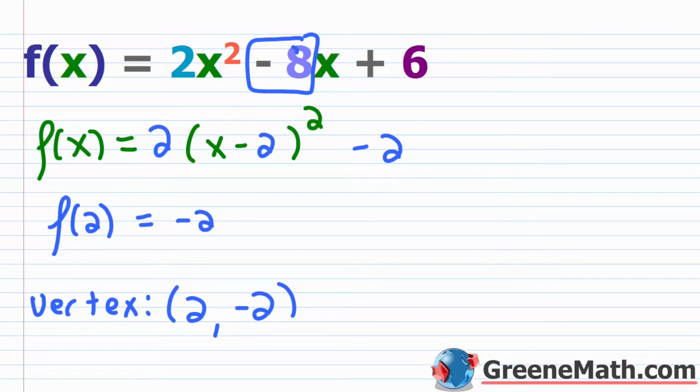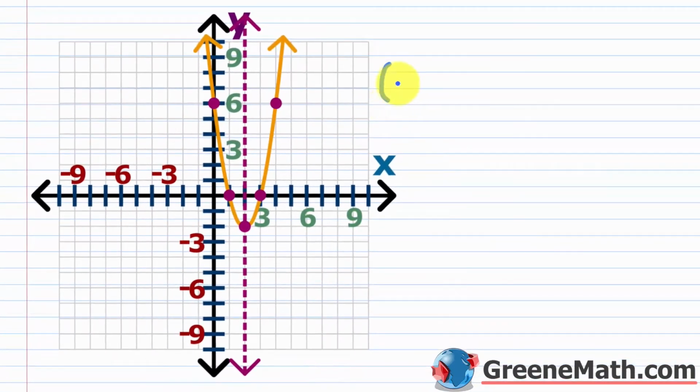Now, what I want to do now is just grab my vertex. So 2 comma negative 2. So my vertex is 2, negative 2. That's going to be right there. My axis of symmetry is x equals 2. So you see that line is already drawn.